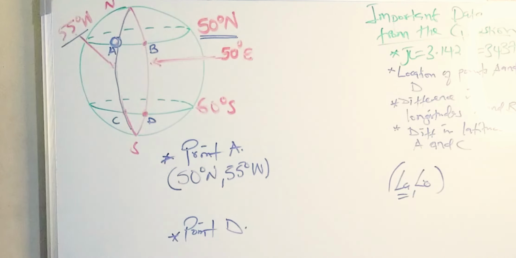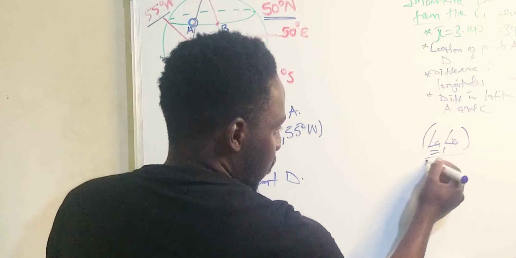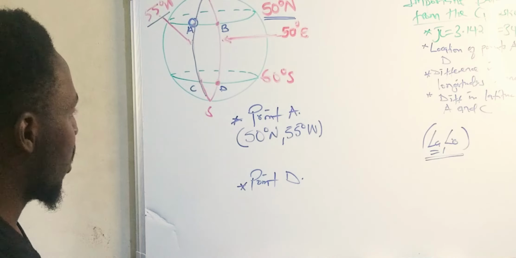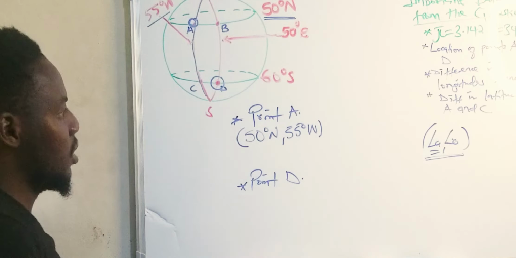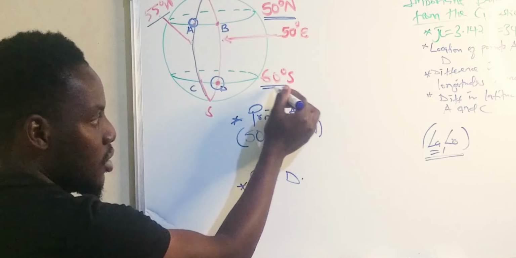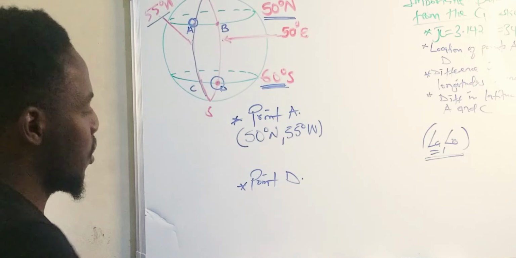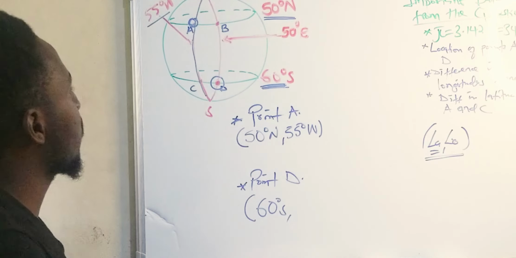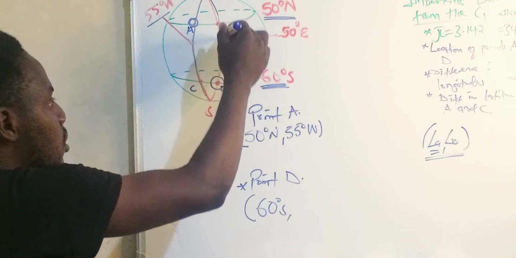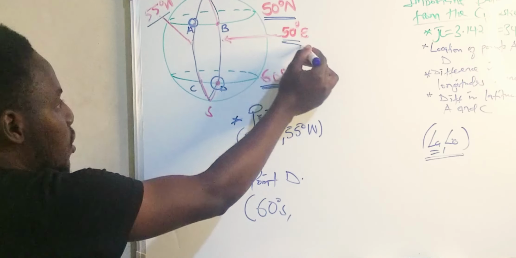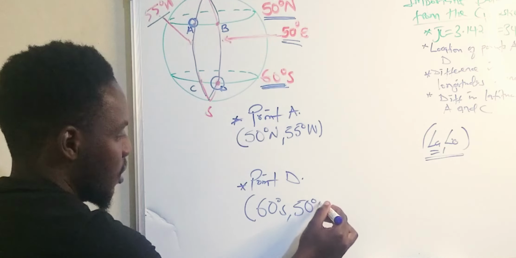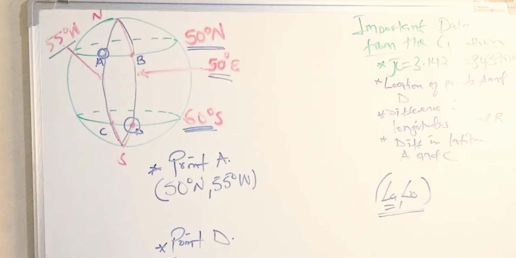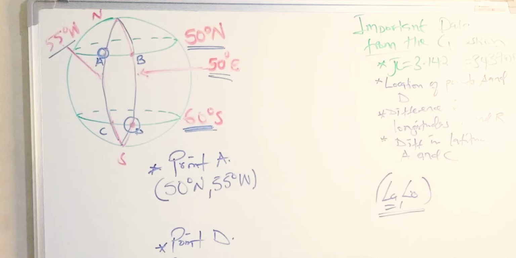Let's look at the location of point D using the same concept as well as that mnemonic. We can check out where D is. D is there and it's sitting on latitude 60 degrees south, or open bracket 60 degrees south, comma. Let's look at the longitude. It's sitting on longitude 50 degrees east, 50 degrees east.